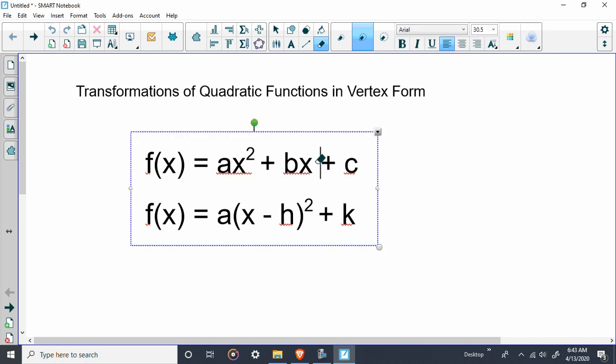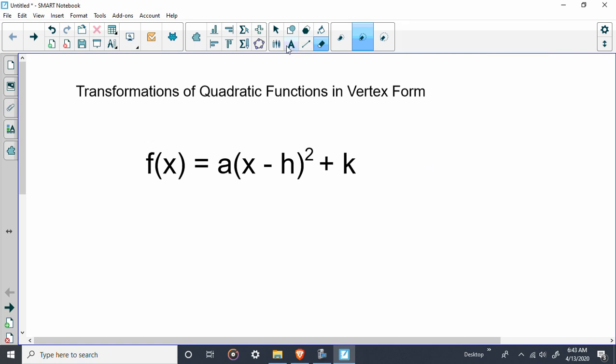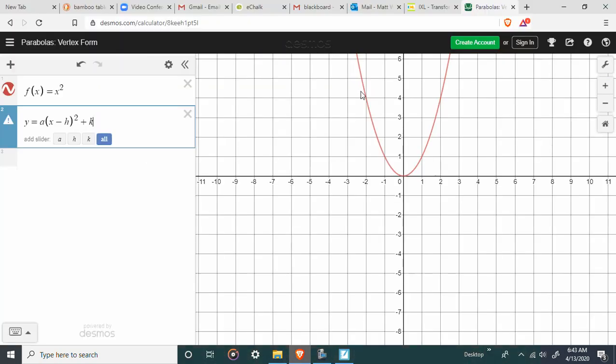So in vertex form, I'll erase this because we're not really concerned with it right now. In vertex form, we've got a couple of components. We've got A, negative H, and K. A is going to influence the following. Well, we know that when we graph quadratics, they make a parabola, right? So they should make a shape that looks something like this right here. Make a nice parabola.